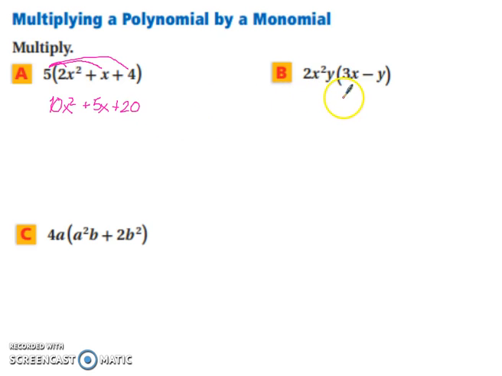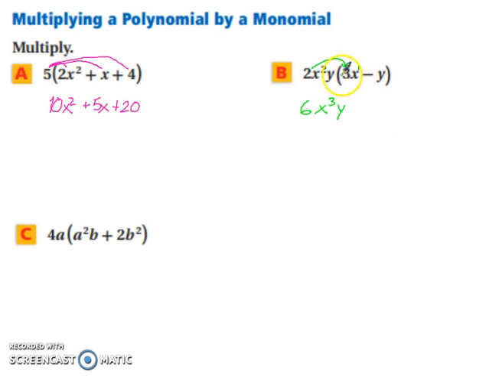So now let's look at this next one. We have 2x squared y times this binomial 3x minus y. So 2 times 3 is 6. So we're doing this term to this one here. And now we have x squared and x to the first, which makes x to the third. There's no y value, so we just have the one y there.